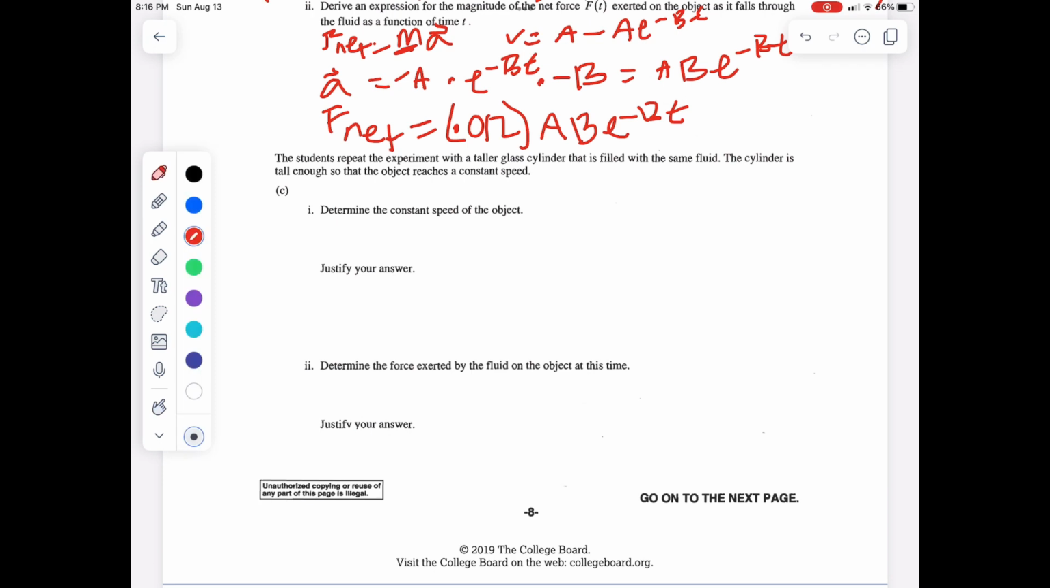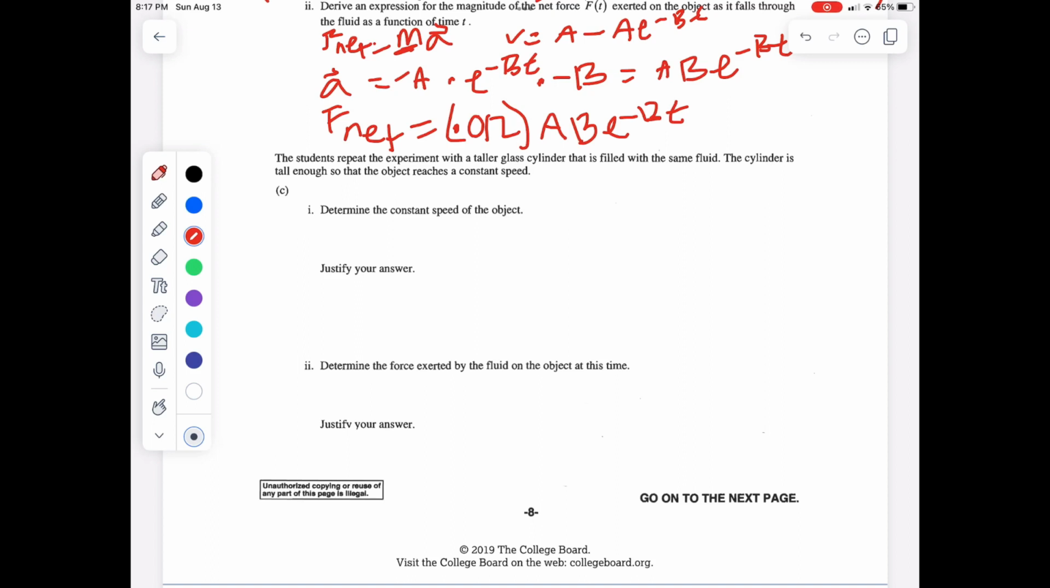Okay, so then the students repeat the experiment with a taller glass cylinder that is filled with the same fluid, and it's tall enough so that the object reaches a constant speed. So this is what I was explaining earlier with the acceleration, is that eventually as this object falls, the force of the fluid pushing up on our object will equal the force of gravity that's causing our object to be pulled down.